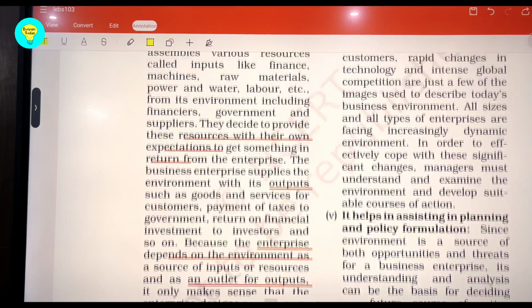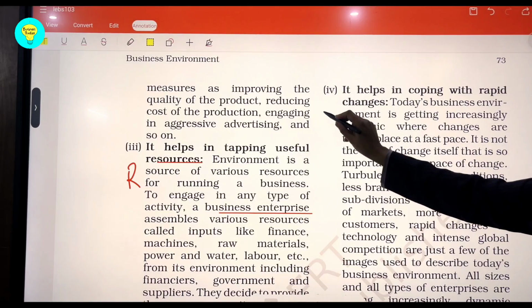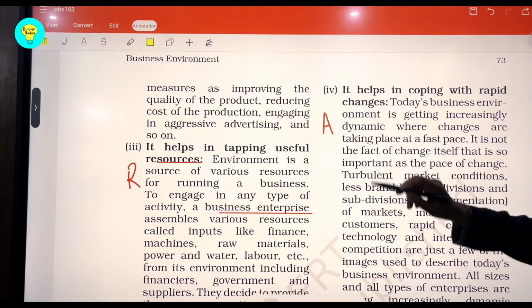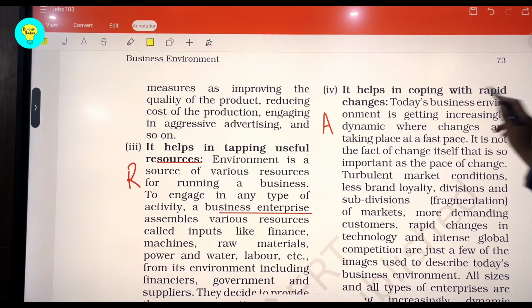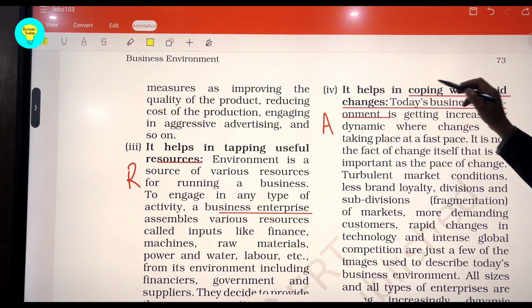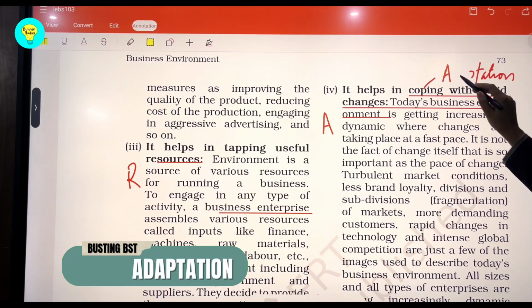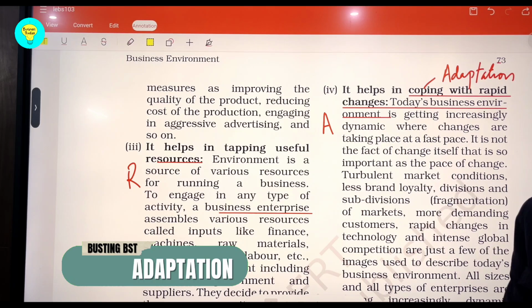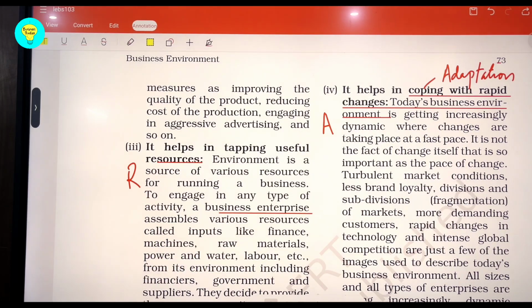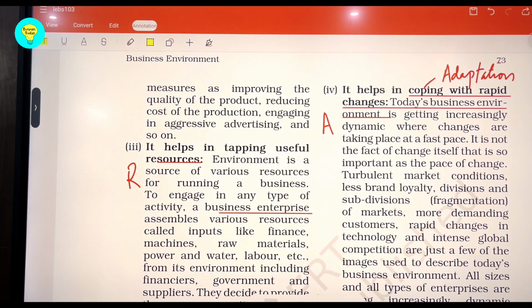Now we are left with three other points called APP. I have used the letter A for this particular point because it represents coping with the rapid changes. Whenever we talk about coping with the changes, we talk about a word called adaptation. So here you need to remember, students, that it's nothing with A. However, if you write this point also, you will be given marks, but it's always better to use the NCERT wordings as given in the headings.